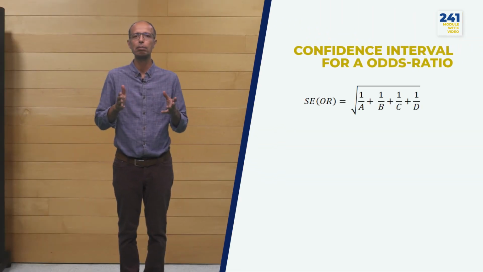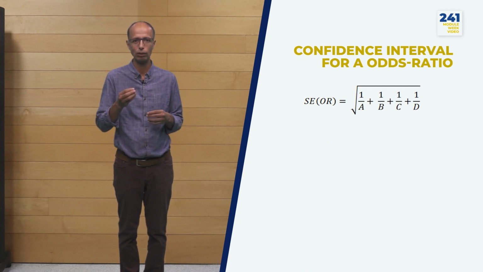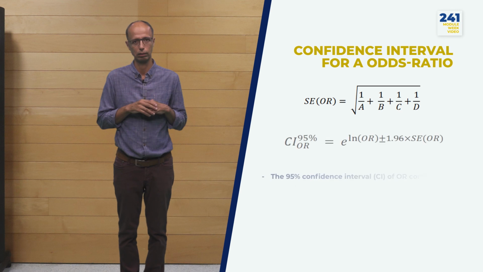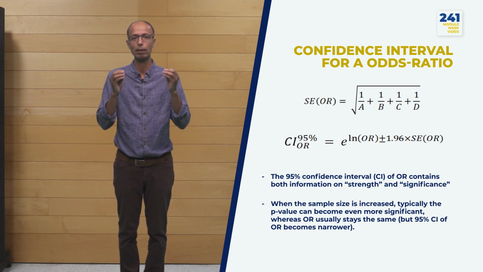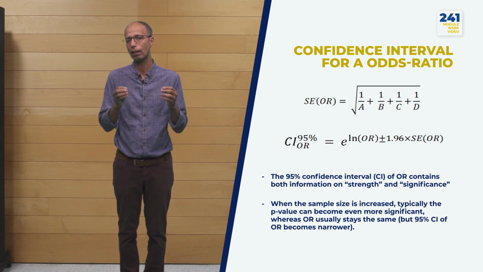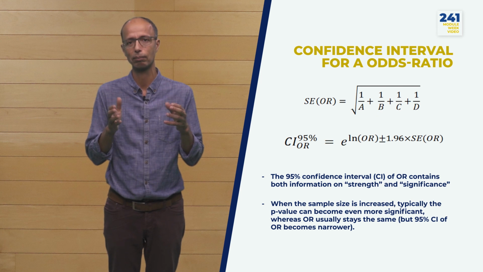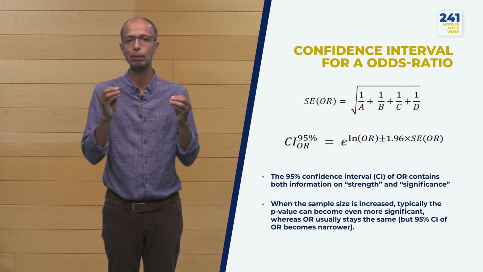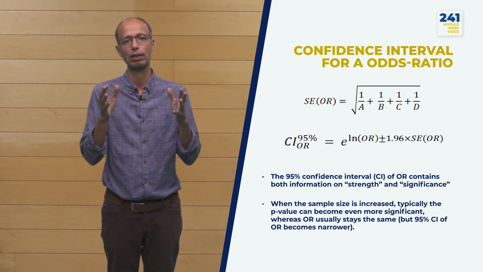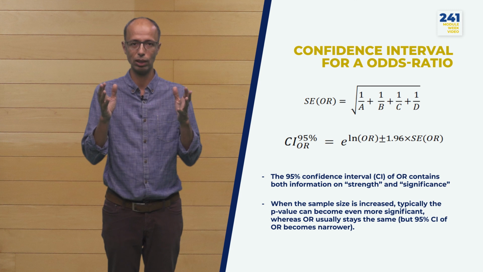To test for statistical significance of a given odds ratio, the following formula can be used. In this formula, A, B, C, and D are observed values in the contingency table. The standard error of the odds ratio is equal to the square root of 1 divided by A plus 1 divided by B plus 1 divided by C plus 1 divided by D. And the confidence interval at 95% of the odds ratio is equal to the logarithm of the odds ratio plus minus 1.96 times the standard error of the odds ratio.